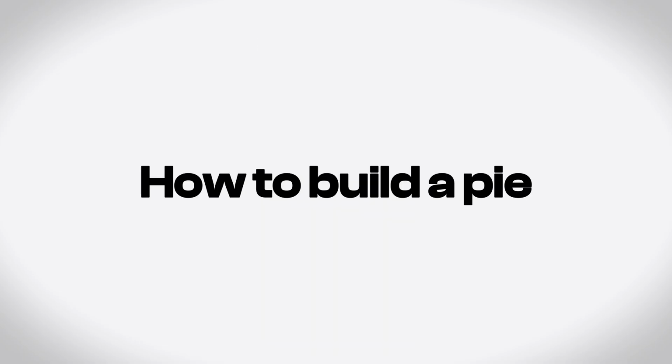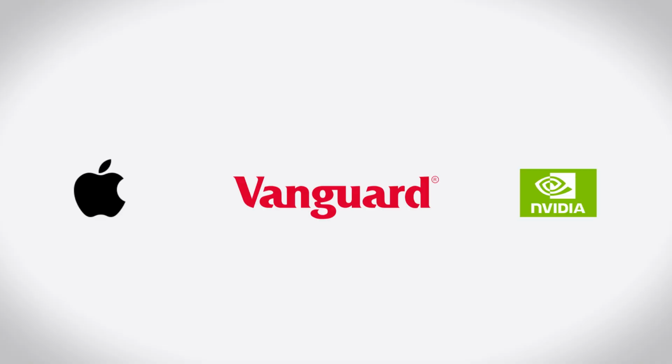A pie is a custom investment portfolio that you can either build yourself or copy from someone else. And the idea is that instead of buying one stock or one fund at a time, you can combine multiple investments like stocks, bonds, or ETFs into a single pie. You then decide what percentage of your money goes into each one. So let's walk through how to build one yourself.